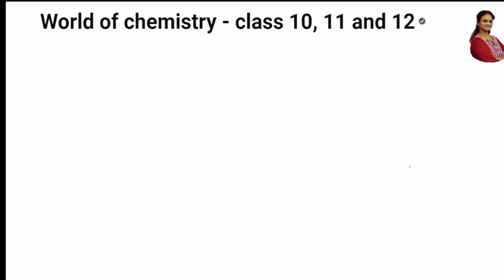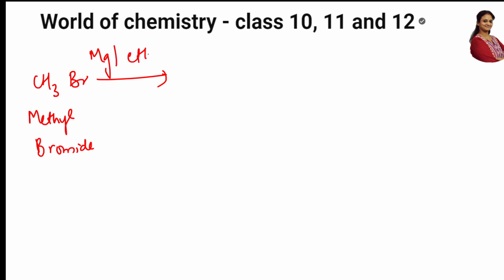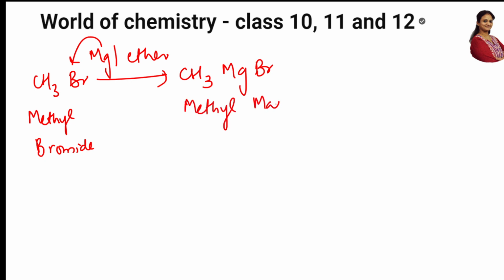Let's start the reaction. First of all, I'm taking CH3Br. What is this compound? Methyl bromide. You need to label it, students, otherwise you'll not get marks. To this, what are you adding? You're adding magnesium in the presence of dry ether. This goes and adds to this. I get CH3Mg. What is this? This is methyl magnesium bromide. Write completely. This is compound A.